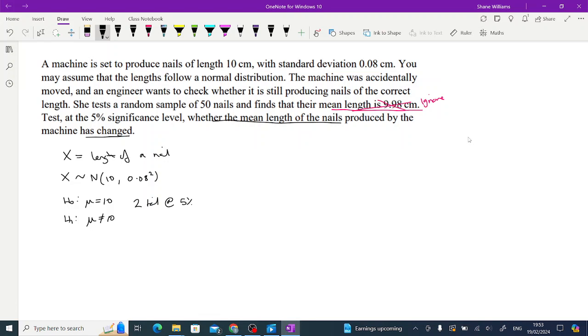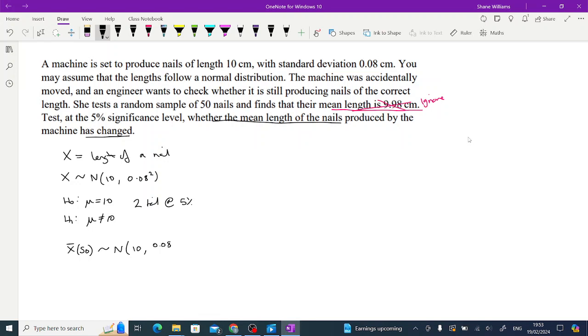Now, whenever you're doing a normal test, you're never just testing the length of one nail. That wouldn't really be that representative. We're always taking a sample and measuring the mean of that sample. So we're always doing a sample mean distribution, and that is denoted X bar. I like to write X bar 50 to remind me the size of the sample that I'm taking. And X bar 50, or X bar, whatever your sample size, will always be normally distributed if your original one is normally distributed. And it will have the same mean, but it will have a smaller variance.